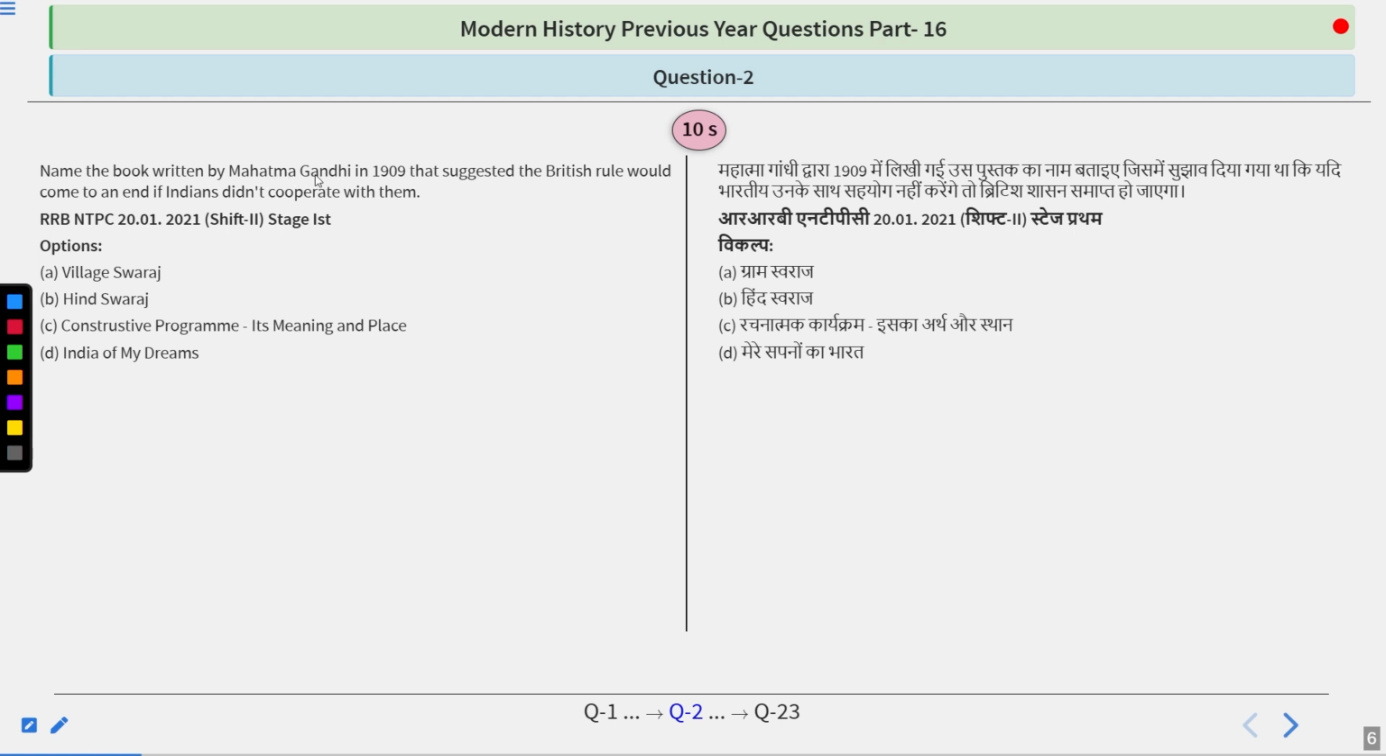Name the book written by Mahatma Gandhi in 1909 that suggested the British rule would come to an end if India did not cooperate with them. Options: Village Swaraj, Hind Swaraj, Constructive Programme: Its Meaning and Place, India of My Dreams. So think about it and try to find out the answer.